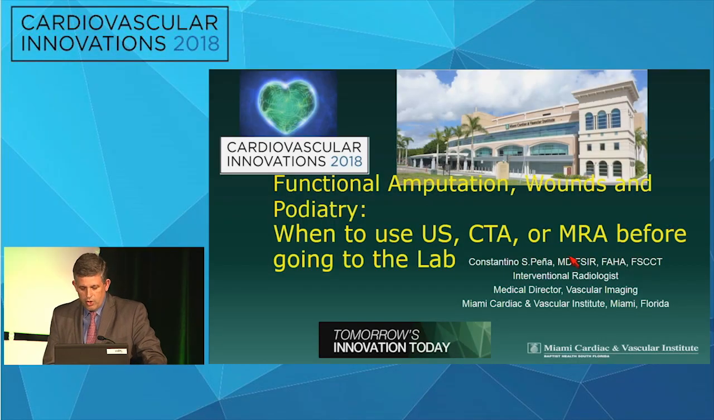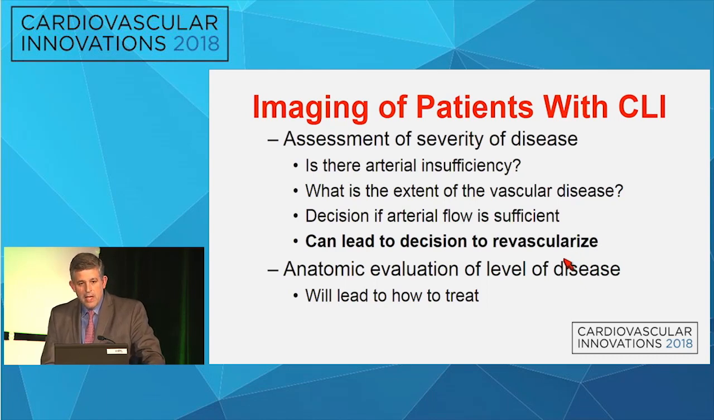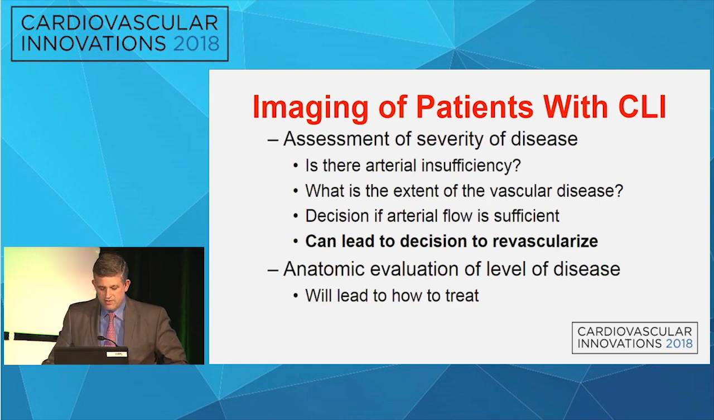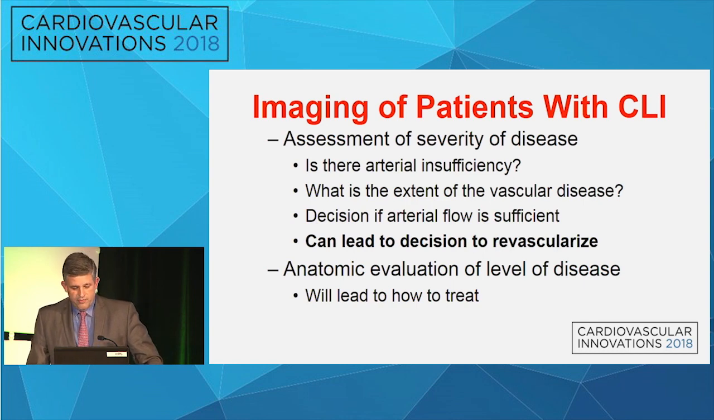And really, when do we use ultrasound, CTA, and MRA before going to the lab? I think it's important, when you look at imaging a patient with CLI, to ask why we are doing it. I would say we're assessing the amount and severity of disease. Is there arterial insufficiency? What's the extent of that disease? And we try to make a decision whether the arterial flow is sufficient or whether we need to revascularize.